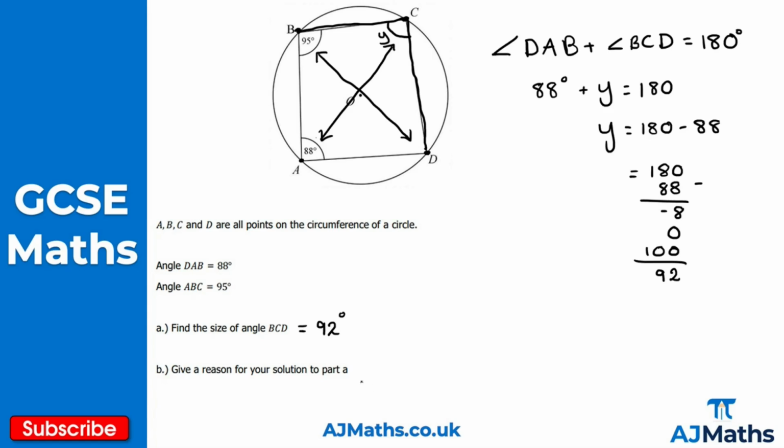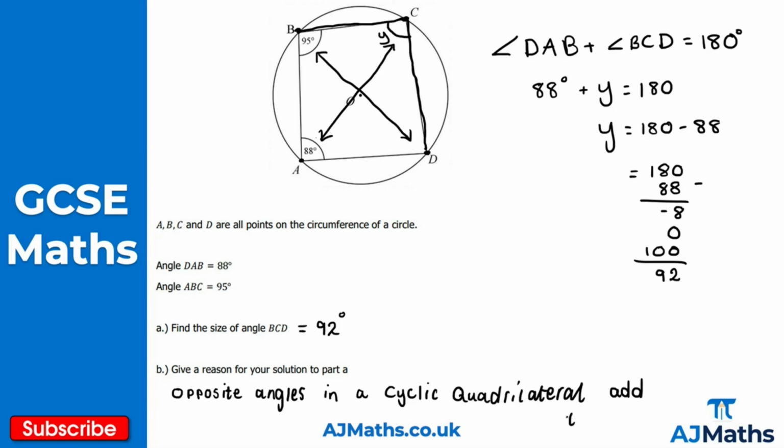We now need to give a reason for our solution to part A, which we've already technically answered, and that's because opposite angles in a cyclic quadrilateral. I might make a spelling mistake here, I'm not the best speller, but let's give it a go. So opposite angles in a cyclic quadrilateral add to 180 degrees. Okay, and that's all we really need to say. We've demonstrated that with our working here as well. And there we have it. So that's our solution to the very first question.